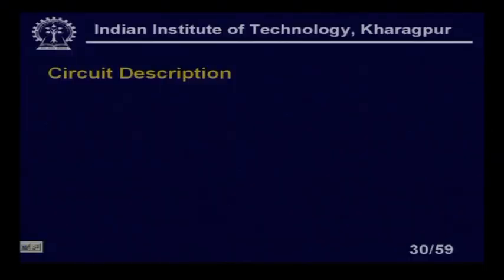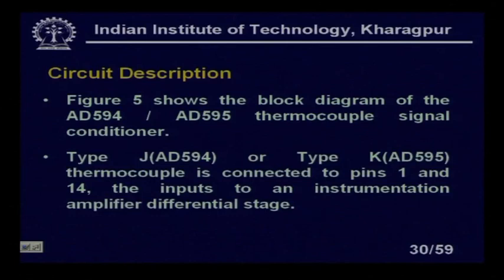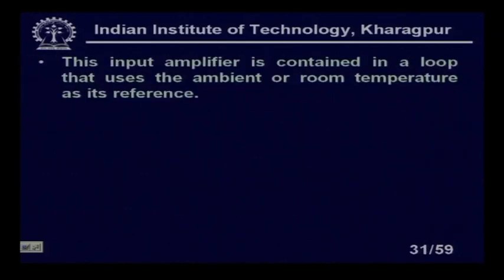Circuit description. Obviously, you can see that it saves a lot. I do not need additional circuits to achieve all these extra features. Figure 5 shows a block diagram of the AD594 and AD595 thermocouple signal conditioners. The AD594 is to be used with a type J thermocouple, and the AD595 with type K. The thermocouple is connected to pins 1 and 14, which are the inputs to an instrumentation amplifier differential stage.